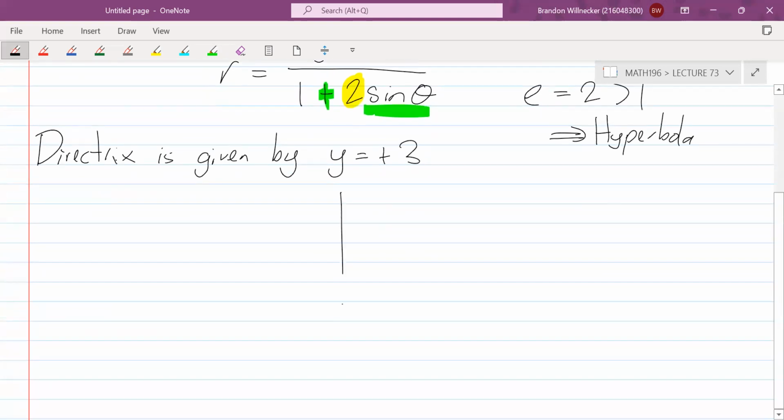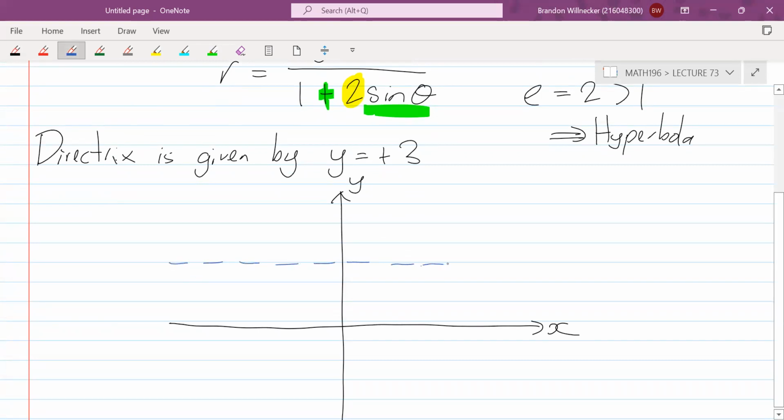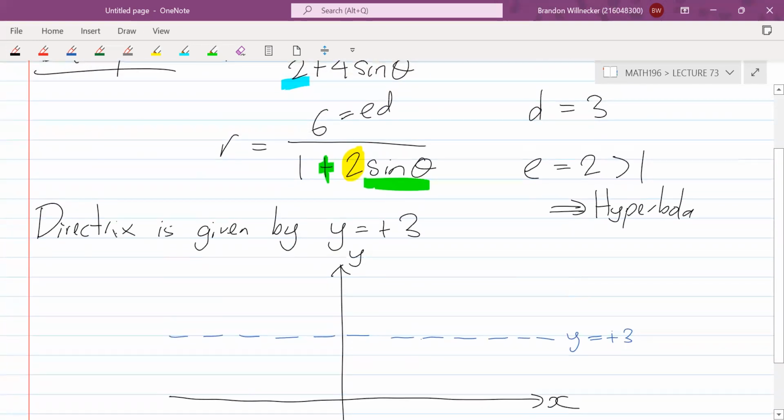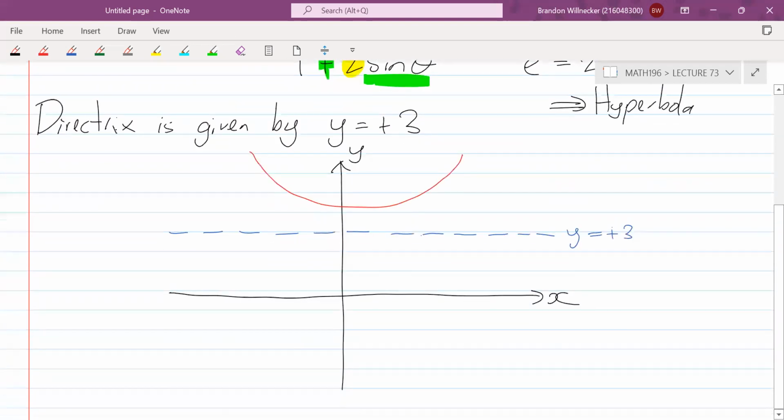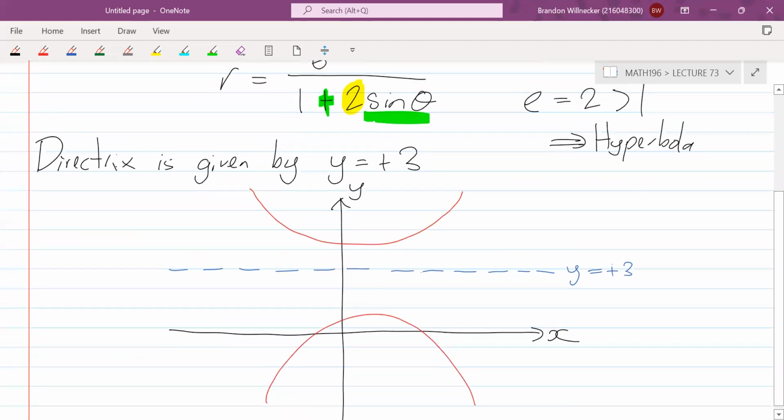Okay, so it's going to look something like this. If we put our x-y axes, we know the directrix is at y equals 3, so we can just sketch that in here. Okay, y equals plus 3, that's our directrix line. Now, if this is the directrix line, then we know that the hyperbola is going to look something like this. We're going to have an upper part and a lower part, where the foci are somewhere up there, somewhere down here.